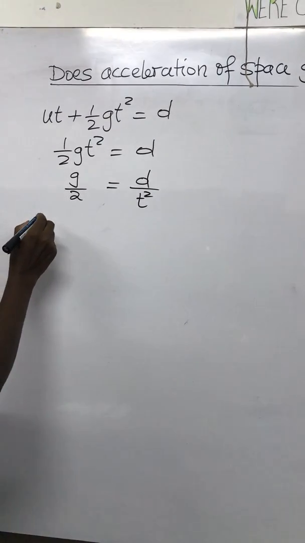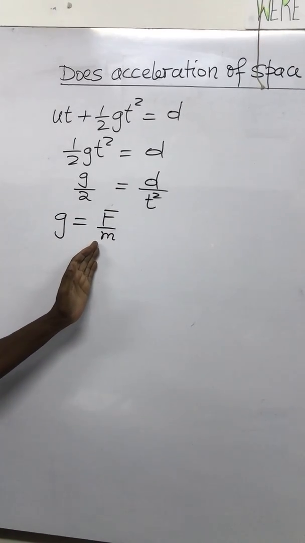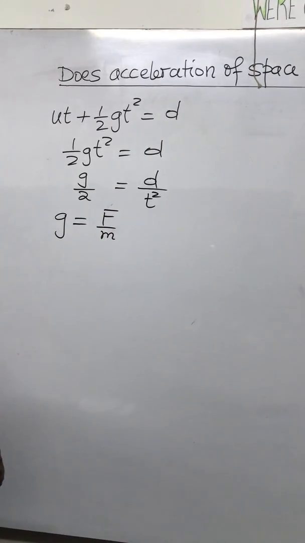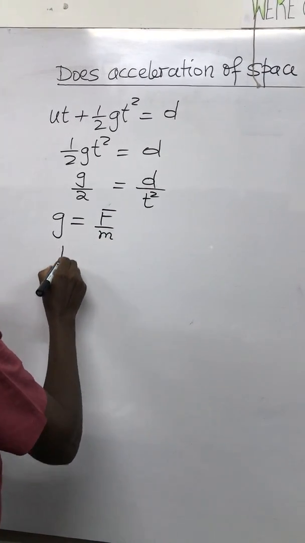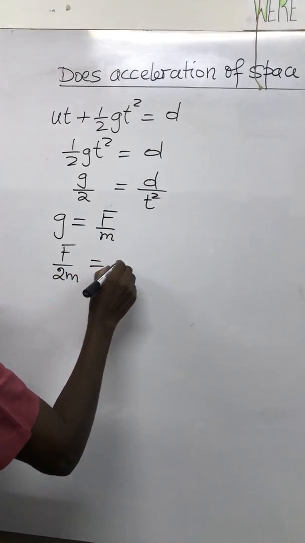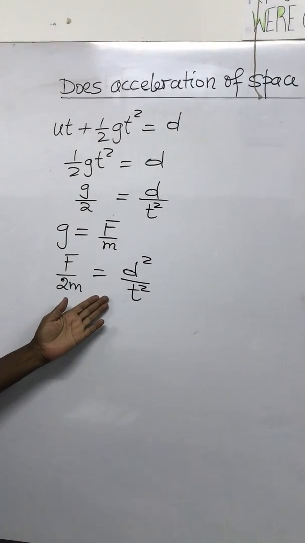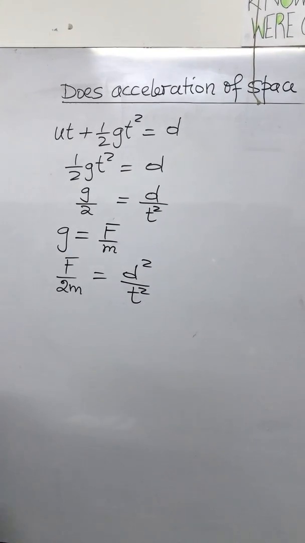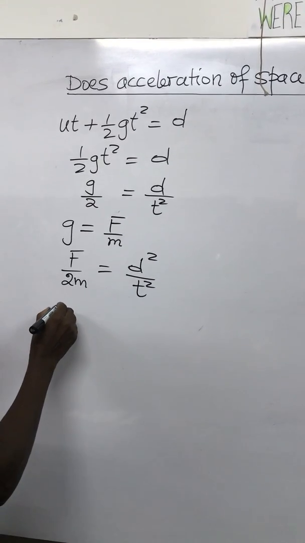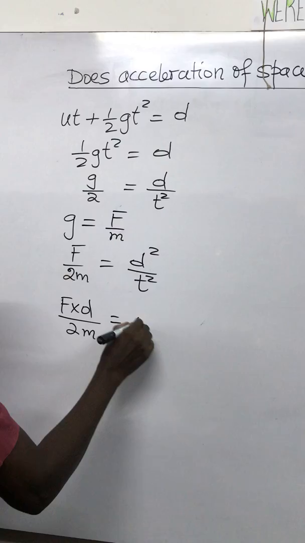We know that g is equal to F over m. This is from Newton's second law. g is acceleration due to gravity, and acceleration is equal to force over mass. So we can say F over 2m is therefore equal to d over t squared. But we also know that we could multiply both sides of the equation by d, which is the displacement, so that we have F times d over 2m is equal to d squared over t squared.